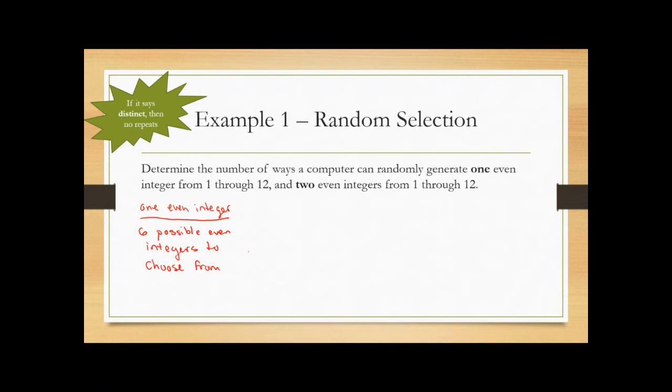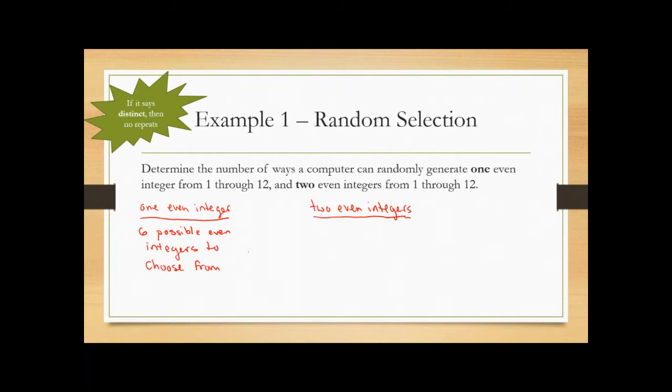So that's pretty simple. You're picking one number, you've got 6 choices. It's when you have 2 even integers that things get a little tricky. If you're picking 2 numbers, you have to ask yourself, am I allowed to pick the same number twice, or do they have to be 2 different numbers? This is where I have my little note here in green. If it says distinct, that means you can't repeat a number. It doesn't say distinct, so that means, yes, we can repeat a number. I could pick a 4 and then pick a 4 again. So we're not worried about whether we have repeats or not.